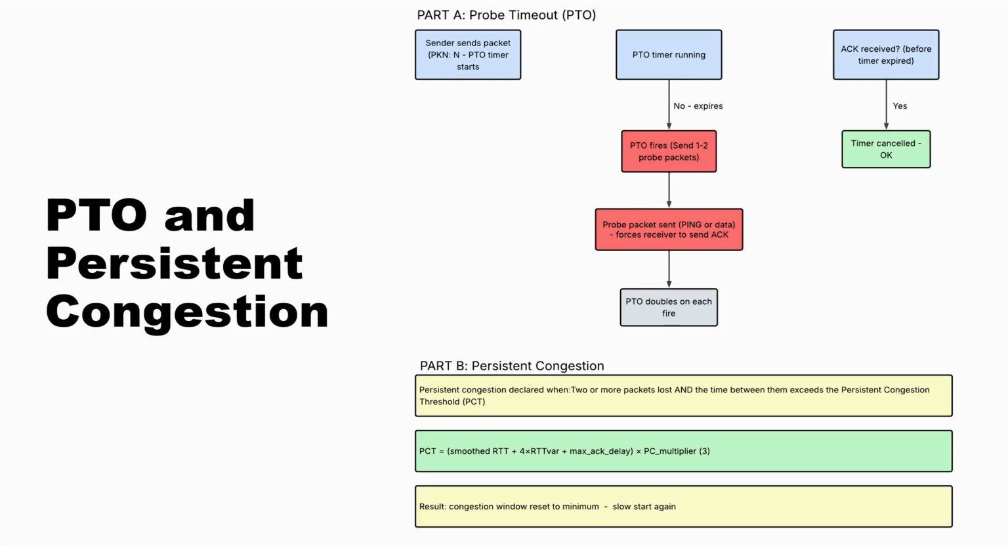The second part of the diagram shows persistent congestion, which represents a more severe network condition. Persistent congestion is declared when multiple packets are lost over a period of time that exceeds a defined threshold. This threshold is calculated using the smoothed round trip time, its variation, and acknowledgement delay. When persistent congestion is detected, QUIC reduces the congestion window to its minimum value and restarts slow start. This ensures that QUIC adapts to heavy network congestion while maintaining stability.